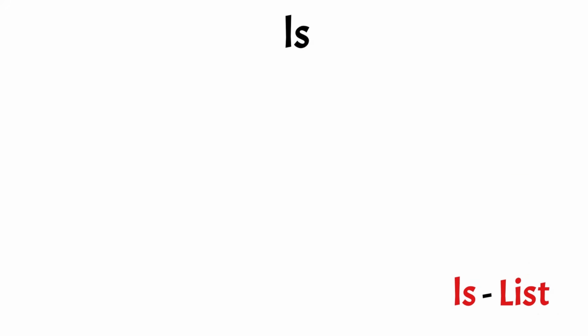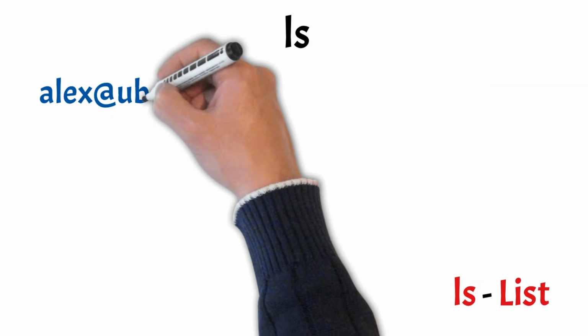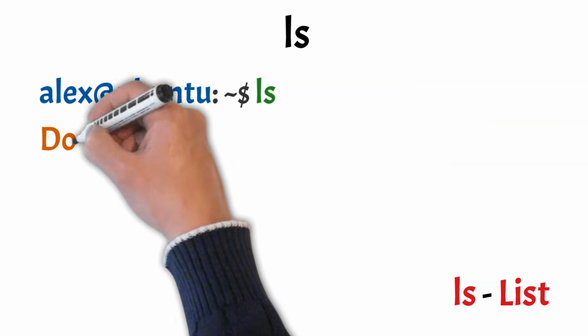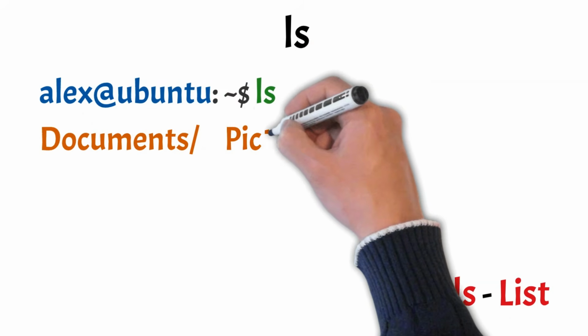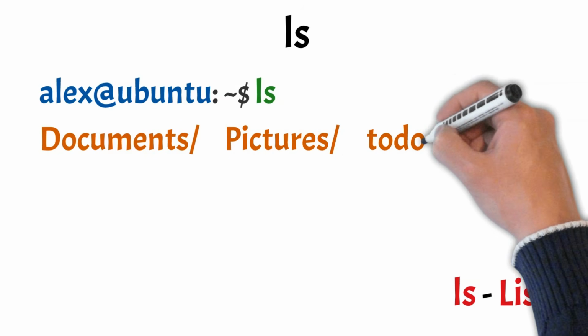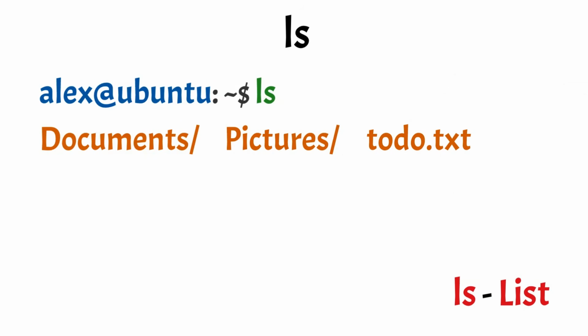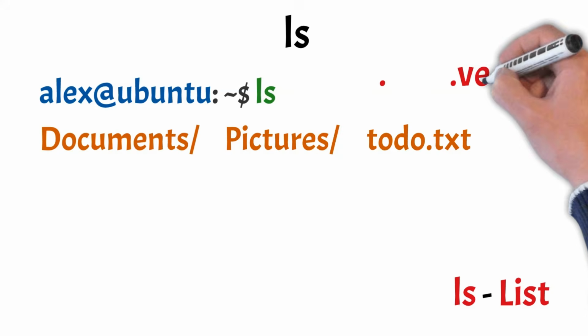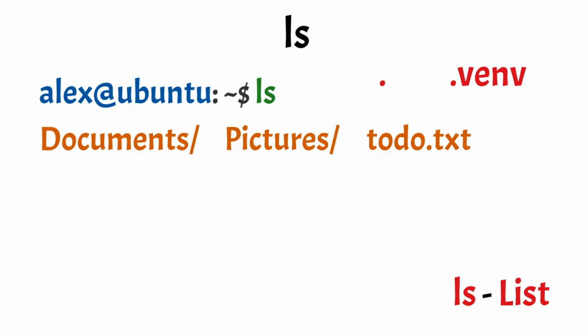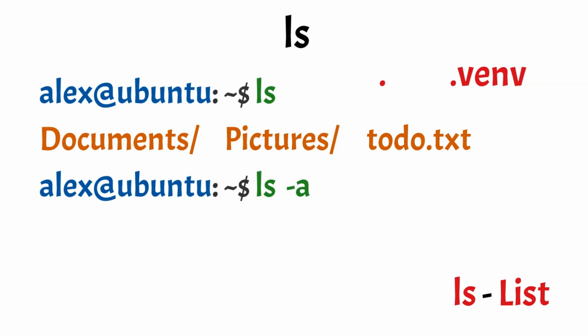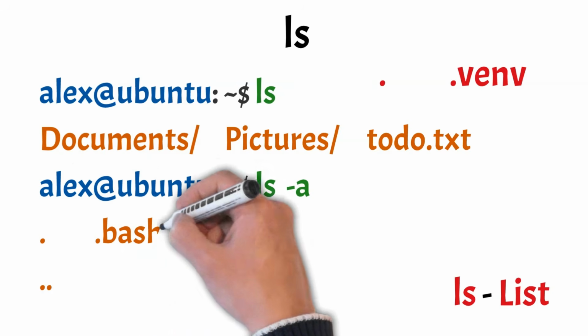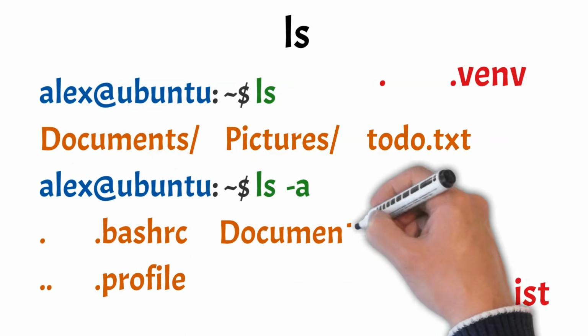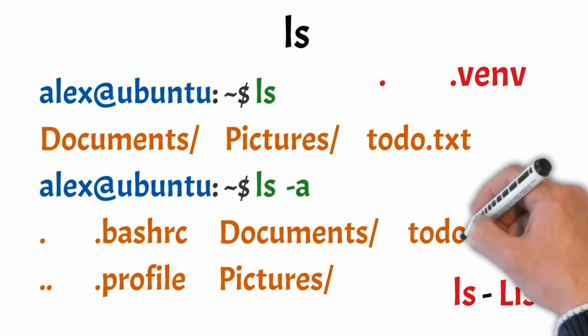Next we have ls. ls stands for list, and it's one of the most commonly used Linux commands because it shows you the contents of a directory. When you type ls by itself, it lists all visible files and folders in your current directory, helping you quickly see what's there. However, not all files are visible by default. Linux treats files and folders that start with a dot as hidden. To see these hidden files, you use the -a option like this, ls -a. This will display everything, including configuration files or system files that are usually hidden to keep the view clean.